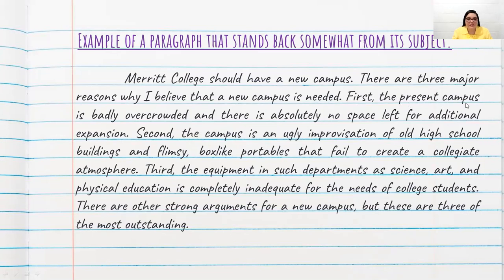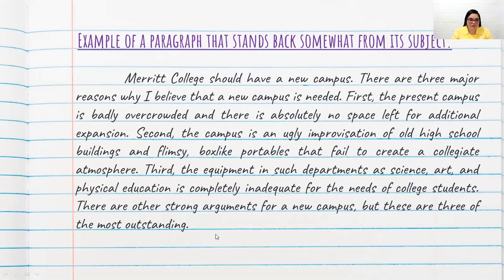First, the present campus is badly overcrowded and there is absolutely no space left for additional expansion. Second, the campus is an ugly improvisation of an old high school building and flimsy box-like portables that fail to create a collegiate atmosphere. Third, the equipment in such departments in science, art, and physical education is completely inadequate for the needs of college students. There are other strong arguments for a new campus, but these are three of the most outstanding.